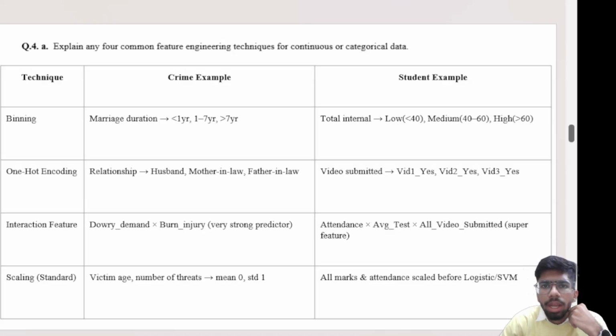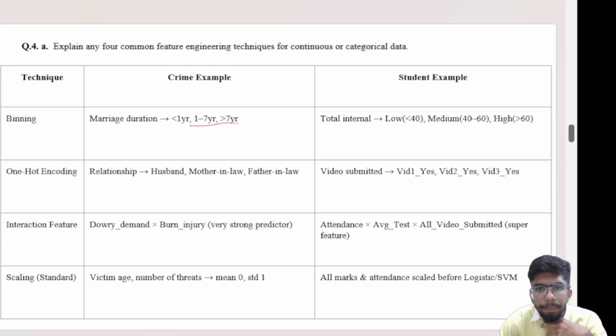So first is binning, which means converting continuous numerical values into range-based categories. In the crime example, we can see less than 1 year, 1 to 7 years, and greater than 7 years. This is extremely important in legal analytics because dowry-related violence is statistically highest within the first 7 years of marriage. So binning helps the algorithm understand this risk, categorizing instead of treating the marriage duration as a normal number.